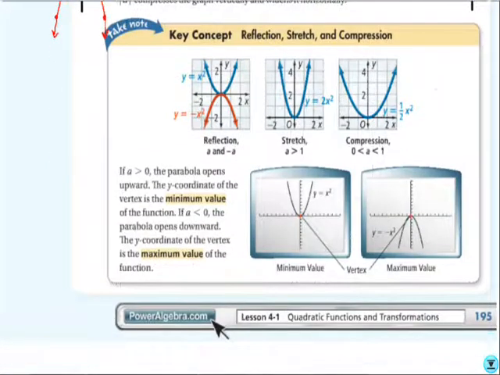Okay. Key concept here: the reflection, stretch, and compression. All those things are the same as what we've just done with absolute values. Okay. If the x squared is negative, then it's upside down. If a is greater than 1, it stretches it. If it's between 0 and 1, it compresses it, just like we've been doing. If a is greater than 0, the parabola opens up. Okay, so if the number out front is greater than 0, the parabola opens up, and it therefore has a minimum value. Okay, a number that it cannot go below. If it opens down and a is less than 0, it has a maximum value that it cannot go above, and that value is at the vertex. Okay.